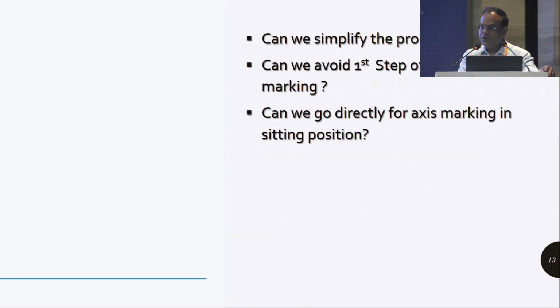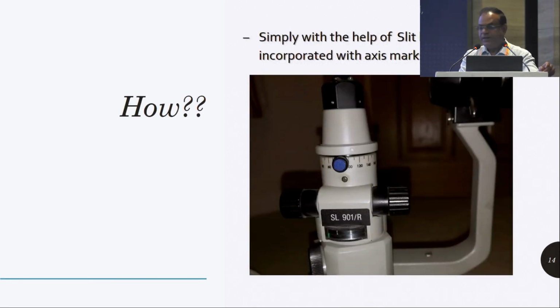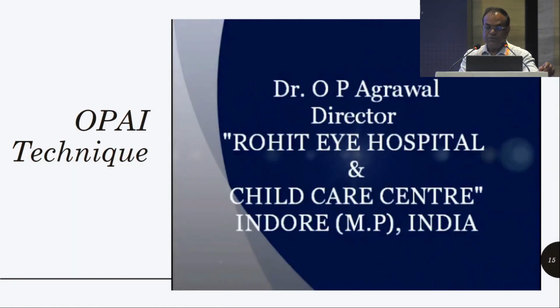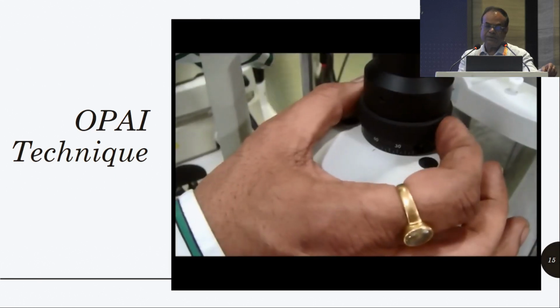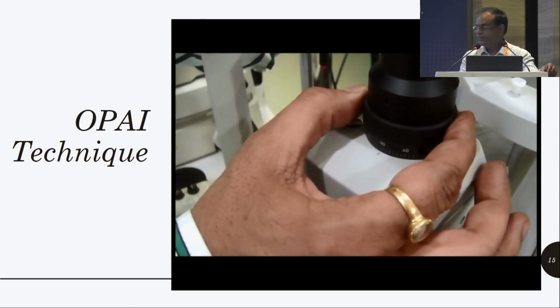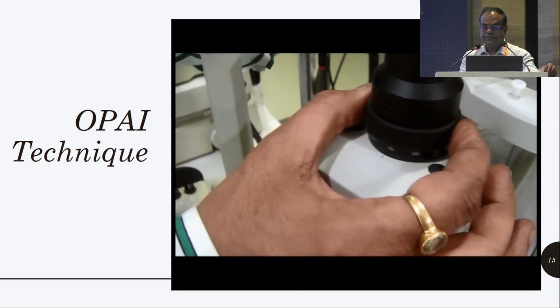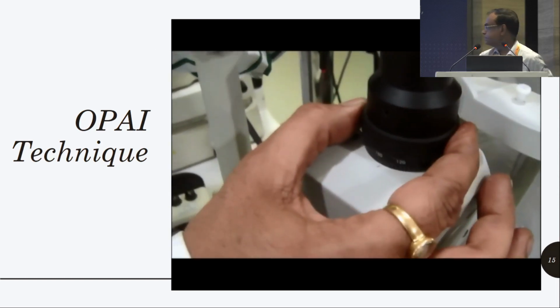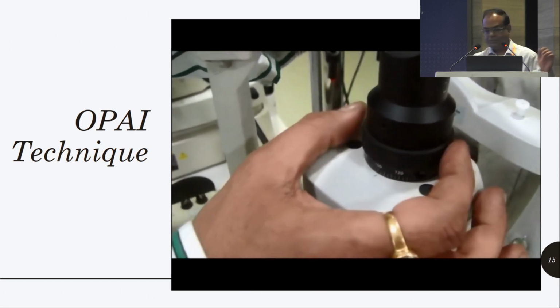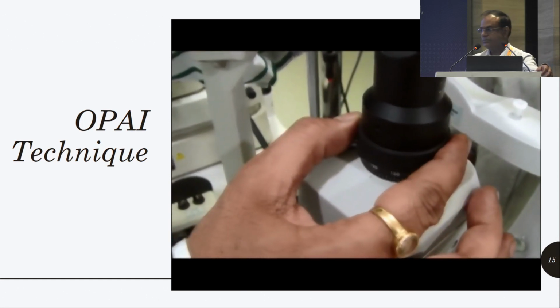Then if we want to do this in a single sitting position, then we need only a slit lamp. With the help of the slit lamp, we can do marking. And how can we do it? This is my own technique. The slit beam can be adjusted according to the requirement of toric marking. This can be done from 0 to 180 degrees.